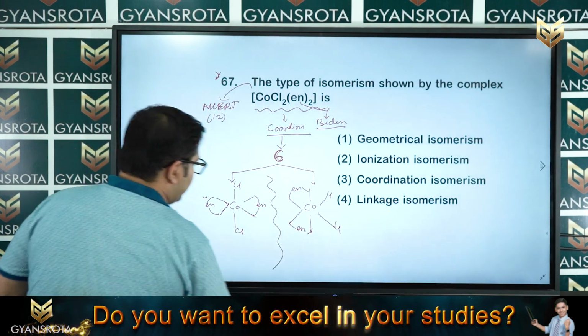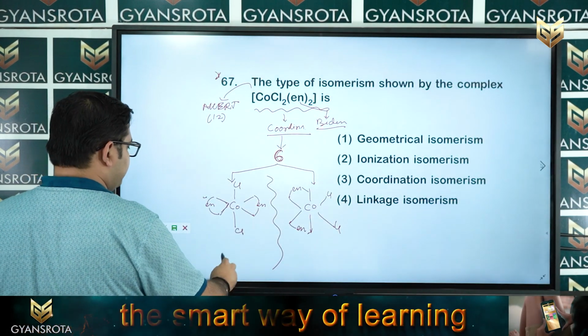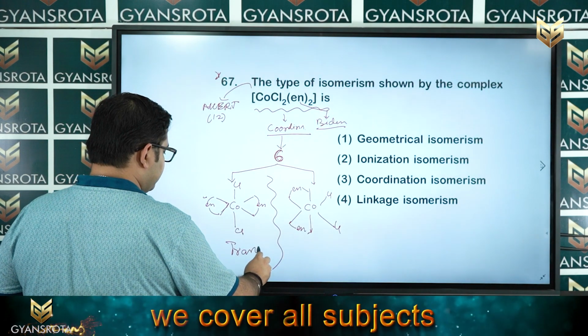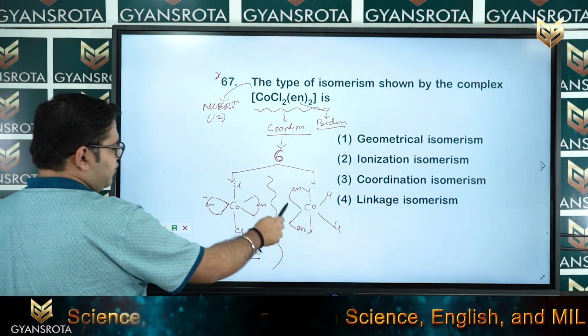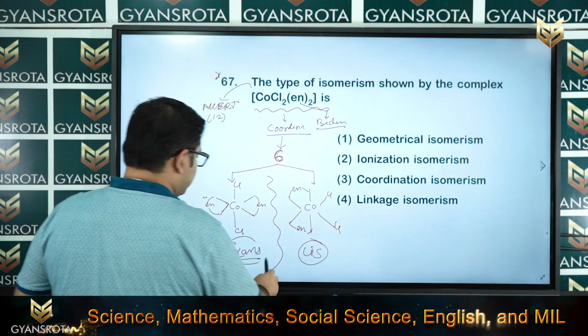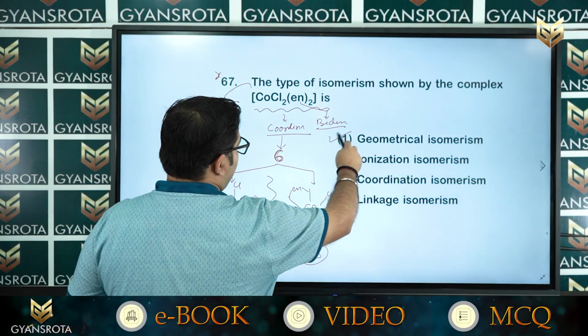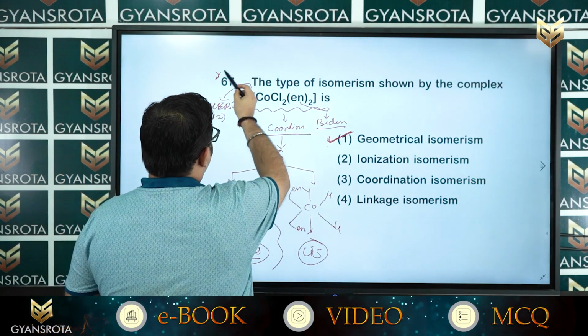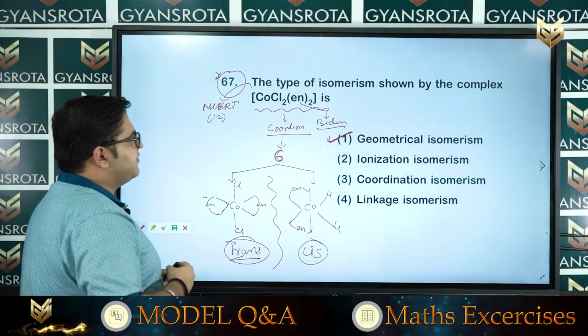So these 2 isomers you are finding. This one is trans, because these groups are opposite, and in the other one these 2 groups are close to each other. So this is cis. Cis and trans are nothing but geometrical isomerism. So option number 1 is the correct answer of question number 67.